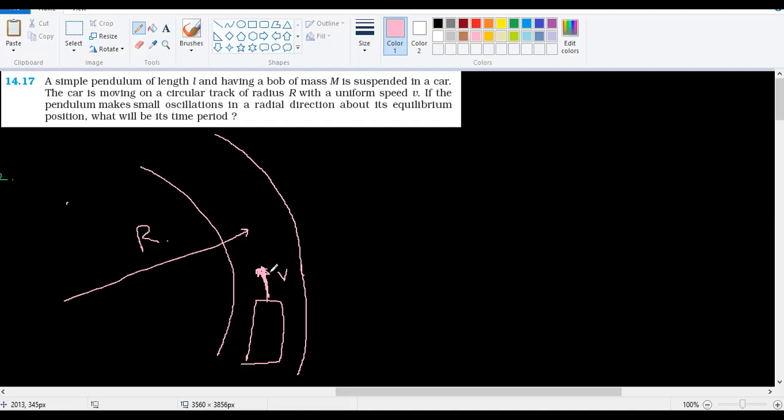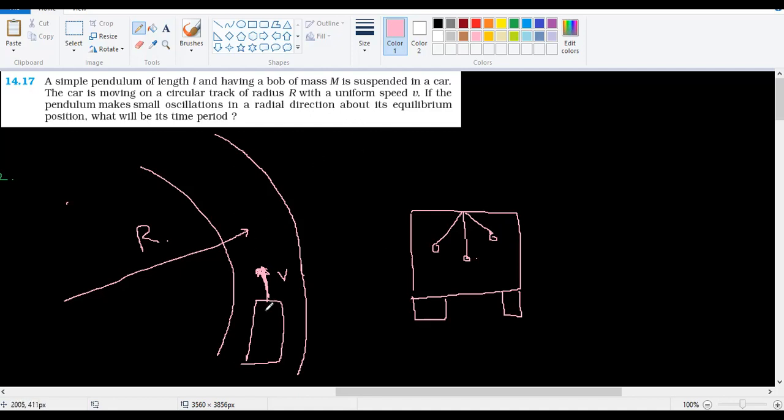If the pendulum makes small oscillations in a radial direction, means this is the radius, so it's in this way. So suppose you are seeing it from the back, a car is like this, and then you have the two wheels like this, and then the pendulum is kind of hanging like this. Because this is your radial direction. What will be its time period?